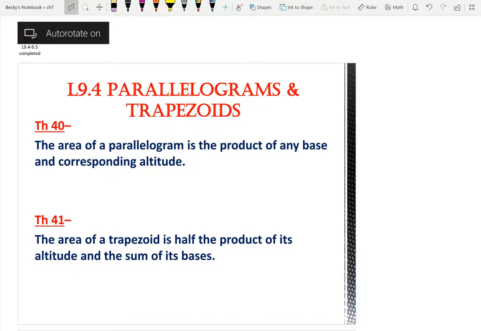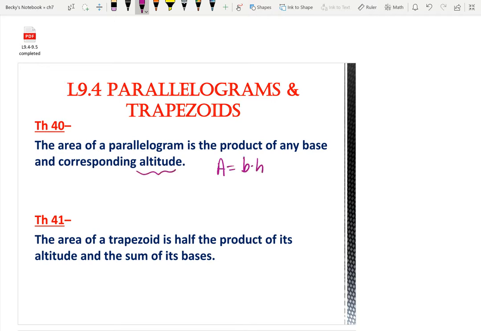Hi, we're going to finish the chapter today with lesson 9.4 and 9.5. Now, 9.4 is stuff that we've already gone over. We did it the Core 40 way, and now we're just going to add the two theorems that your textbook talks about. Theorem 40 just says the area of a parallelogram is the product of any base and corresponding altitude. And we've already talked about this formula. So area is base times height, because we understand that altitude is the same thing as a height.